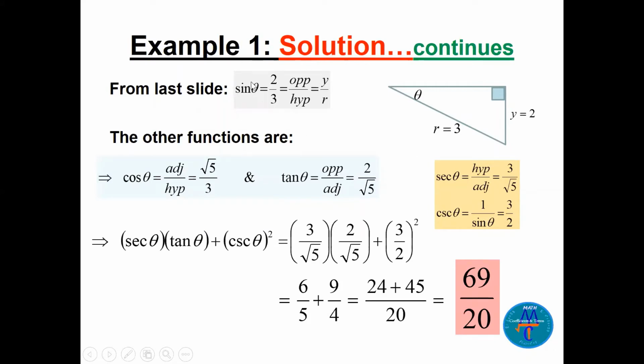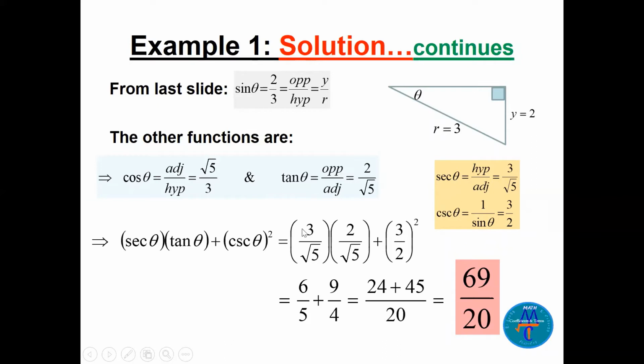So I have sine of theta given. I already found cosine theta and tan theta. I can find secant of theta, the reciprocal of the cosine, and cosecant theta, the reciprocal of sine. So it will be 3 over 2. Now let's put the numbers here.